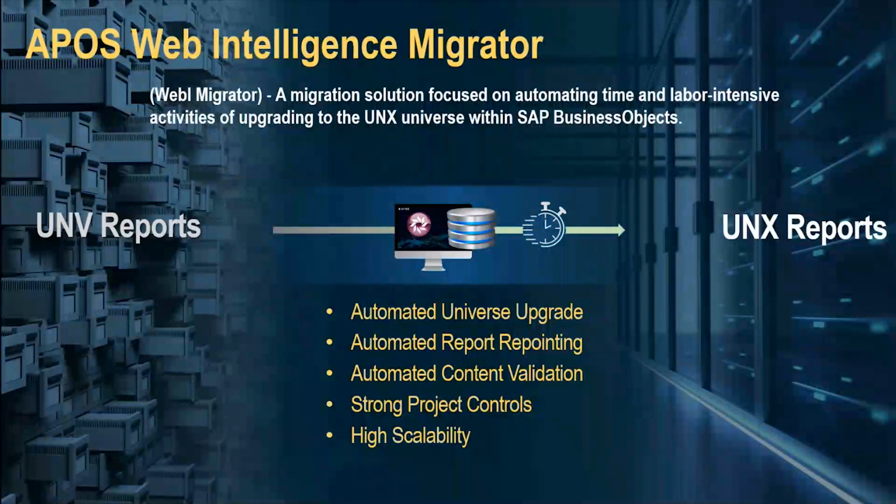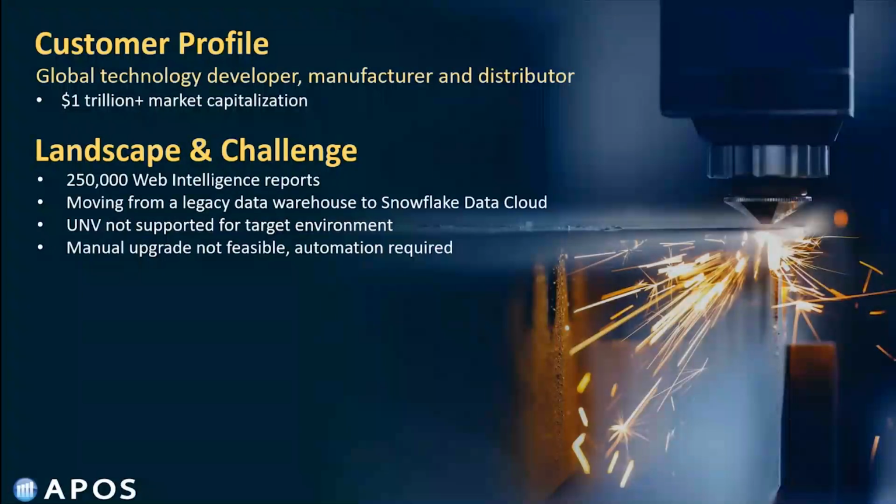Now, strong project controls become very important for organizations who have larger amounts of WebI reports, and as well high scalability. So if we click through here, we can see one customer profile that we have worked with. This is an extremely well-known global brand. They have a massive Business Objects environment where they have had 250,000 WebI reports. Their move to UNX was prompted because of their data warehouse move to Snowflake. With that number of reports, though, they realized that a manual process was not possible.